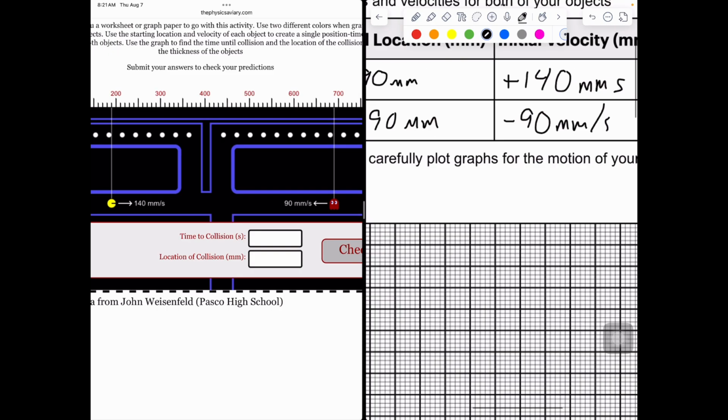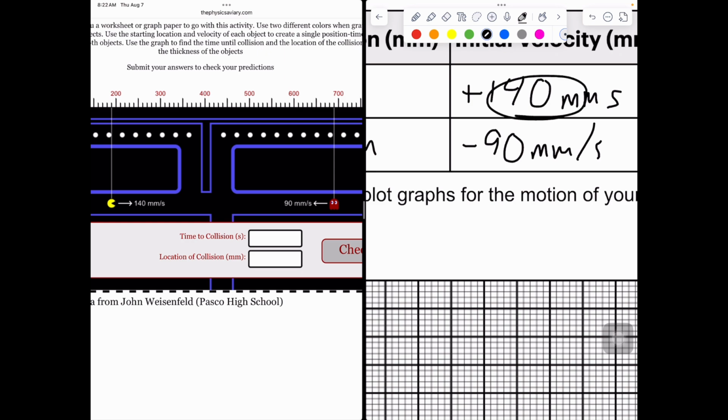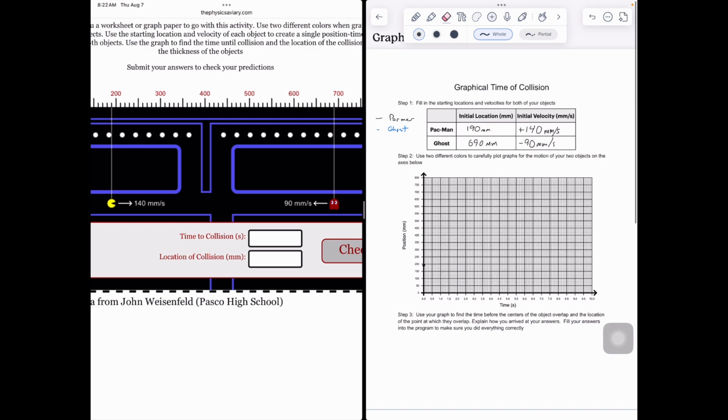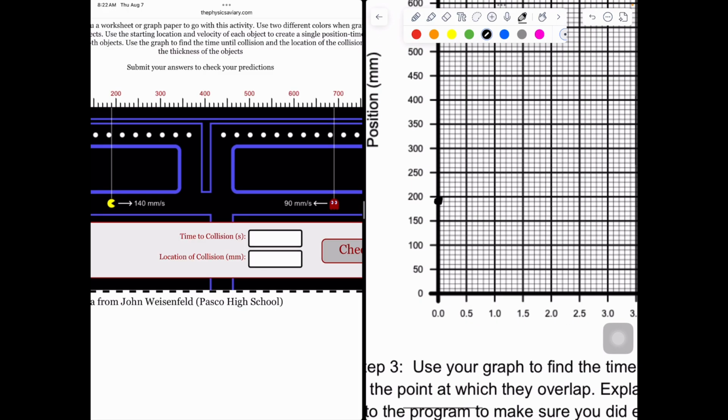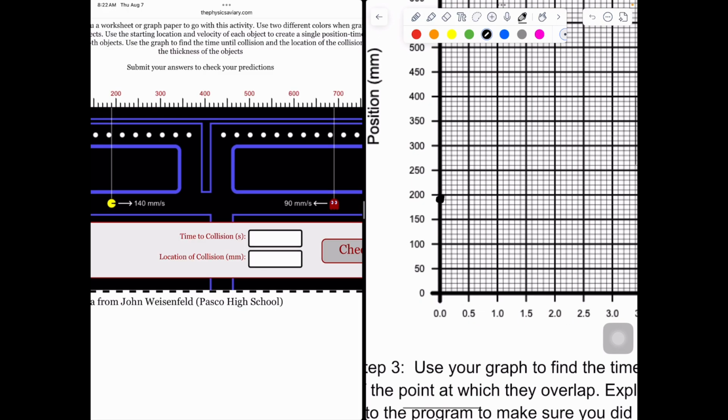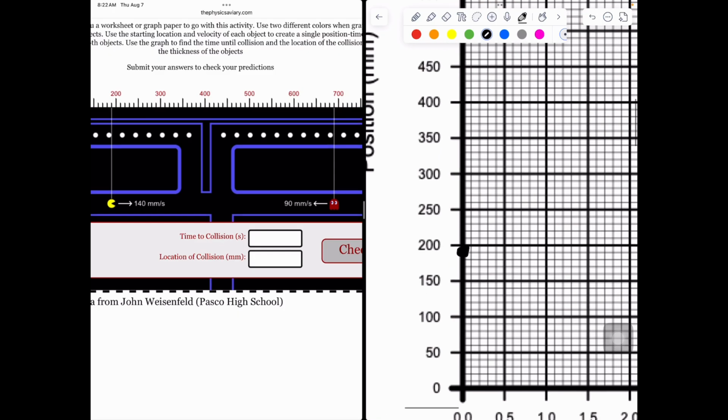And he's moving at a rate of 140 millimeters every second. What that means is that's a rise of 140 over 1. Now you can see that two of these major boxes, not one major box, is a half a second. So two major boxes would be 1 full second.